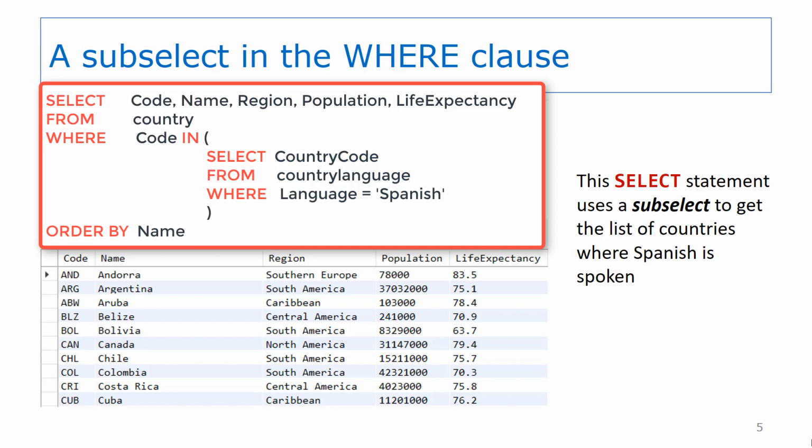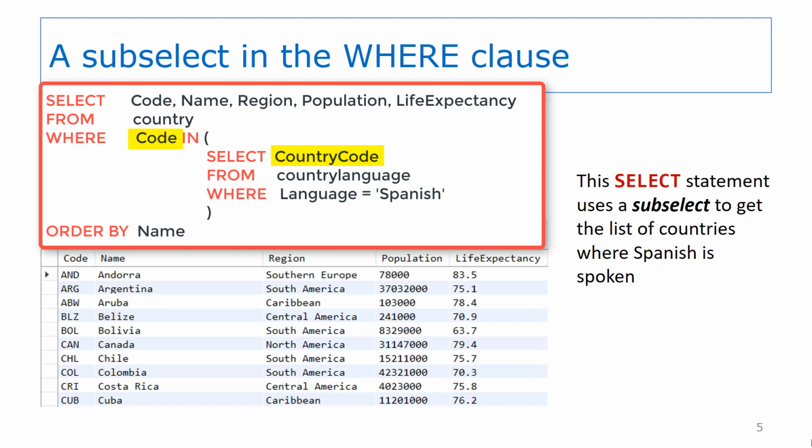You may have noticed that the column names are not the same. In the country table, the column name is code. In the country language table, the column name is country code. It is perfectly valid to do this. The column names do not matter. What does matter is that we are using the same data types.